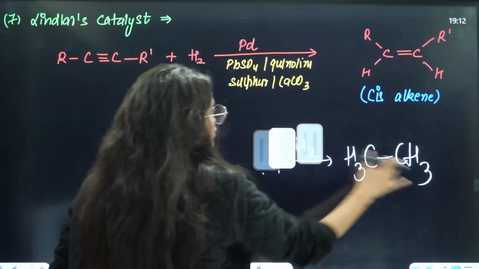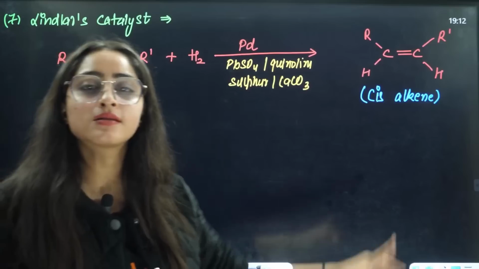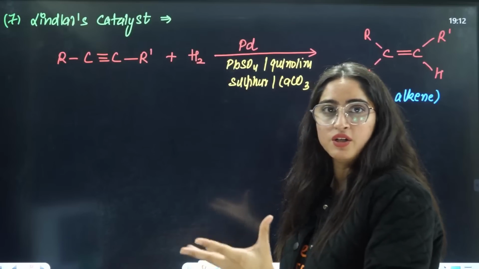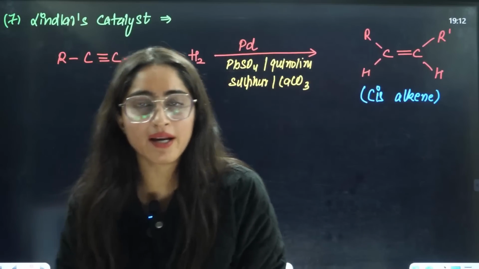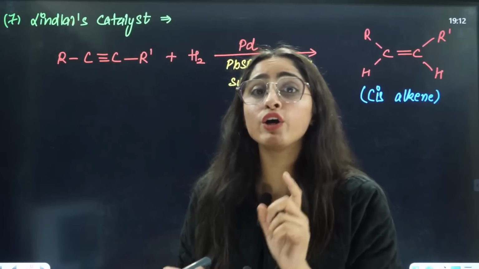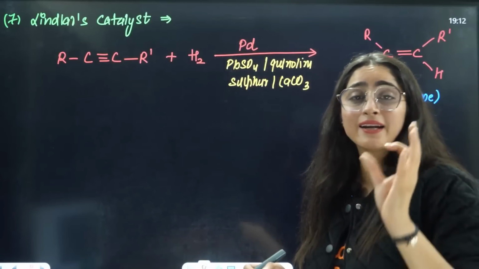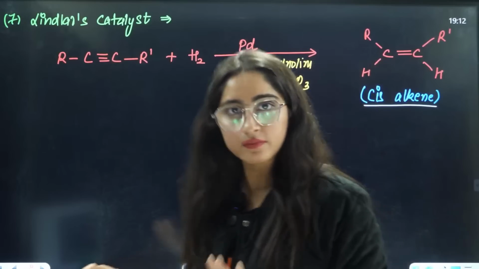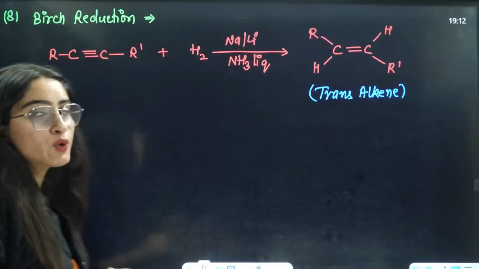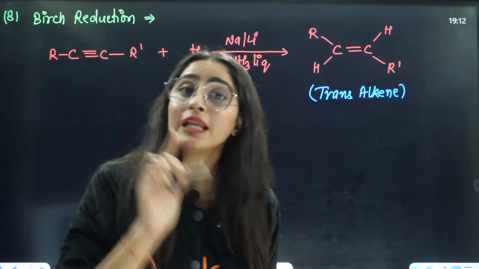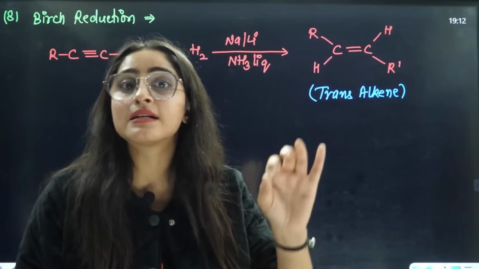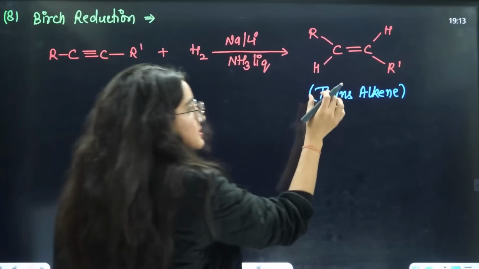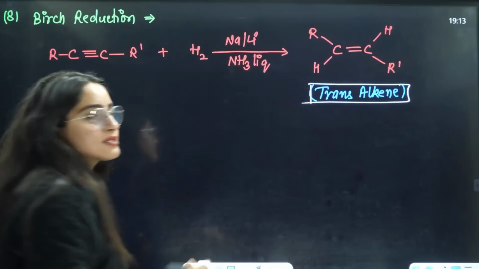Now, next two questions that can be asked from here. One is cis-alkene, one is trans-alkene. This is a very frequently asked question in your NEET exams, that cis-alkene is formed where and trans-alkene is formed where. When you are using Lindlar's catalyst, doing the catalytic hydrogenation, you will have the formation of cis-alkene, right? But in Birch reduction, the answer is different. The answer is not cis-alkene, trans-alkene is formed.